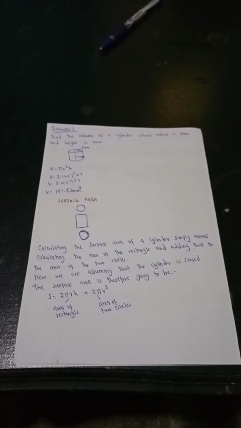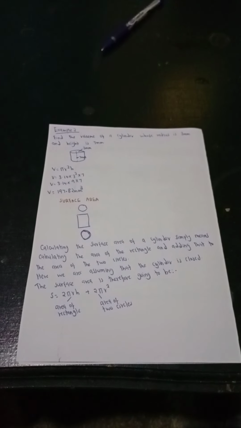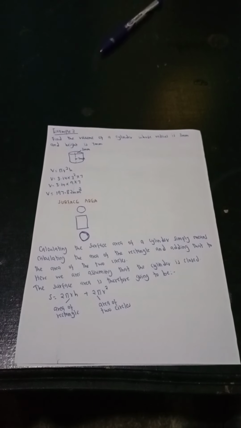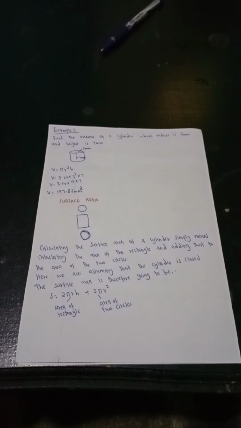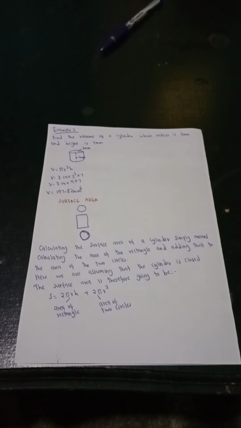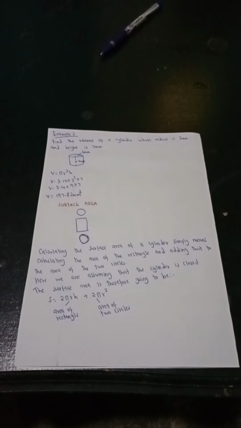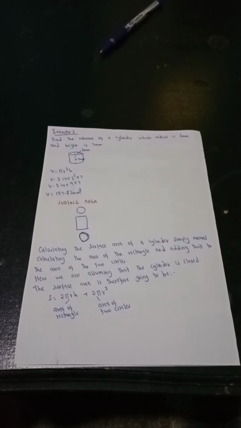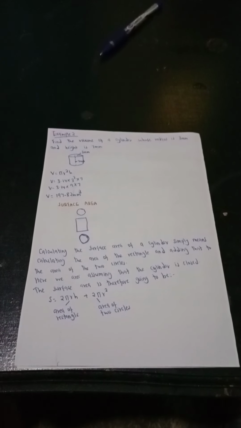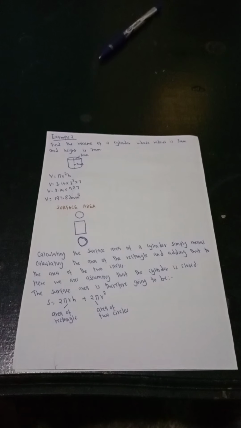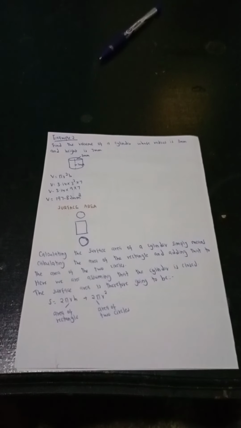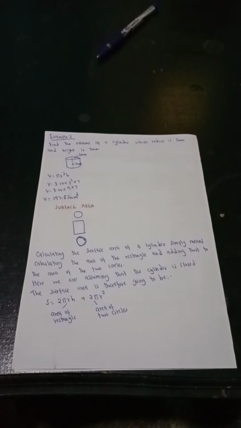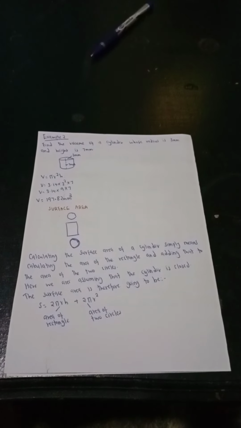Let's look at the surface area. I've drawn some 3 figures there. There are 2 circles and a rectangle, and we're saying that calculating the surface area of a cylinder simply means calculating the area of the rectangle and adding that to the area of the 2 circles. Here we are assuming that the cylinder is closed. The surface area is therefore going to be S is 2 pi r h plus 2 pi r squared. 2 pi r h is the area of the rectangle and 2 pi r squared is the area of the 2 circles.